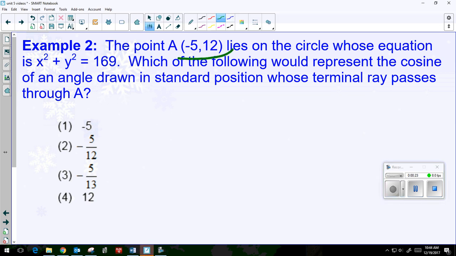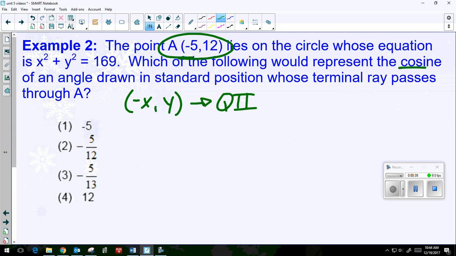They're giving me point A, (-5, 12). So if I have a negative x and a positive y, I know that I'm in quadrant 2. I also know that in quadrant 2, my cosine, because that's what they're asking for, is x. So my x needs to be negative, because I'm in quadrant 2, so I'm going to cross off choice 4, because I know that my cosine has to be a negative answer.